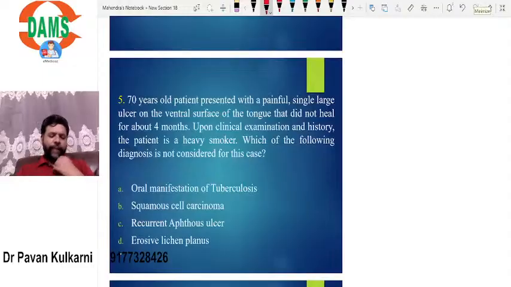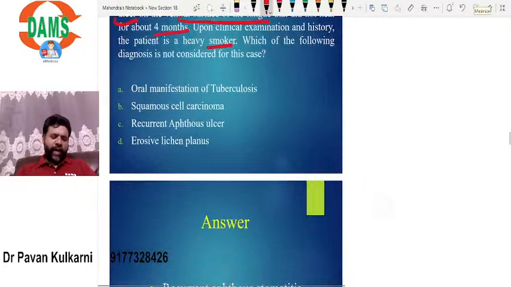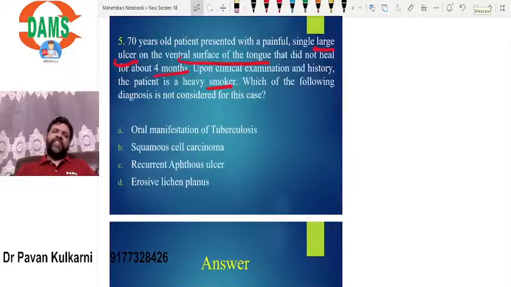So here they say that a large ulcer is there on the ventral surface of the tongue, since 4 months, and the patient is a smoker. Which of the following is not considered as a diagnosis? Aphthous ulcer obviously is not considered, because aphthous ulcers won't stay for such a long time. Look at the history, 4 months. Number 2, are aphthous ulcers very large? No, they are very small ulcers. There will be multiple.